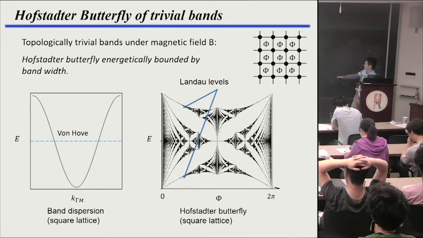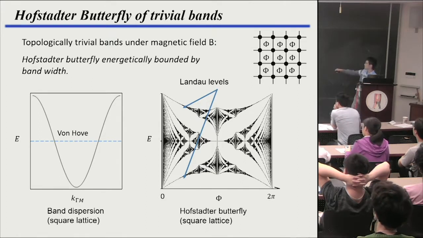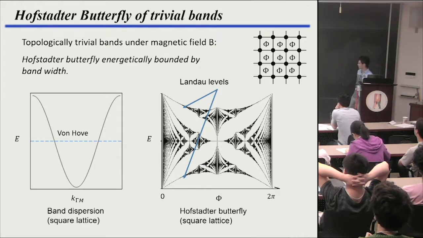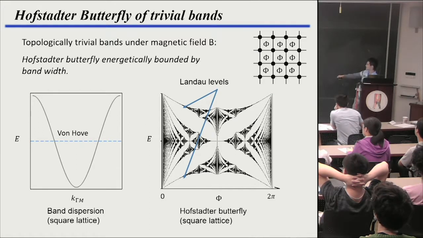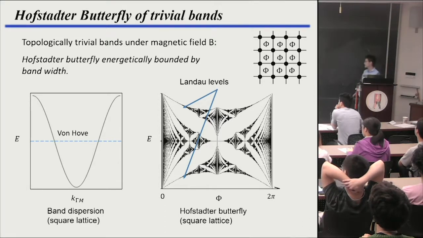So this is the original example by Hofstadter. You just consider a one-band model on square lattice. This is a zero field band dispersion. And under a field, you get these Hofstadter butterflies. So at the small magnetic field, you can see these are just Landau levels from band bottom and band top. But in the middle, they become fractal-like. So in this example, a clear feature you can see is that this Hofstadter butterfly is energetically bounded between band bottom and band top. And you can understand this in this way because this band bottom always have Landau levels going upwards, and band top always have Landau levels going downwards. So they basically shrink the energies, and the spectrum is bounded by the bandwidths.